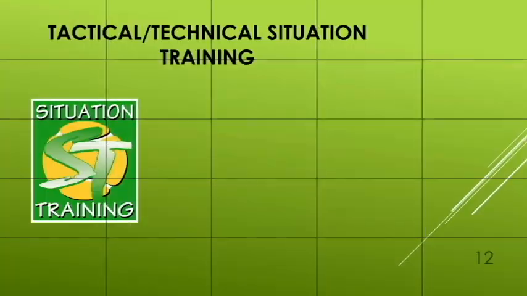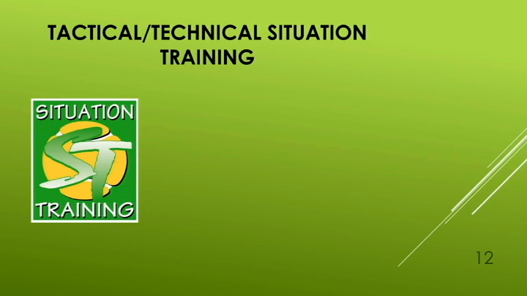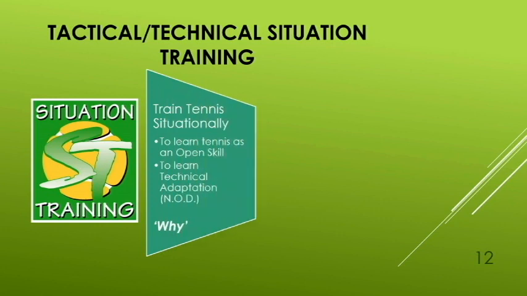So, as a review, the tactical technical section of your training session can use situation training. Why we use it is that it's an effective method because it helps players learn tennis in harmony with the nature of the game, which is an open skill and therefore requires tactical adaptation. In other words, technique that can adapt with neutral, offense, and defensive actions.